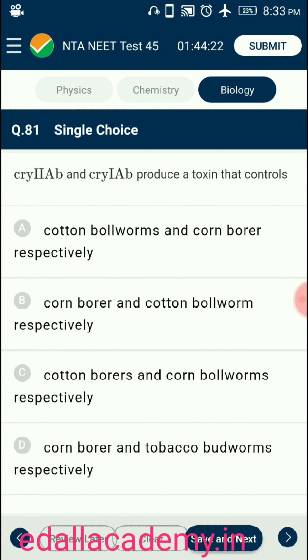Cry2AB and Cry1AB produce a toxin that controls. Specific Bt toxin genes were isolated from Bacillus thuringiensis and incorporated into several plants such as tobacco. The toxin is coded by a gene named cry. There are a number of them, for example, the proteins encoded by the genes Cry1Ac and Cry2Ab control the cotton bollworms, and that by Cry1Ab controls corn borer. So the answer for this question is option A, cotton bollworms and corn borer respectively.